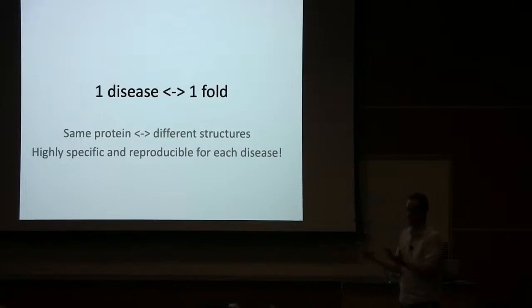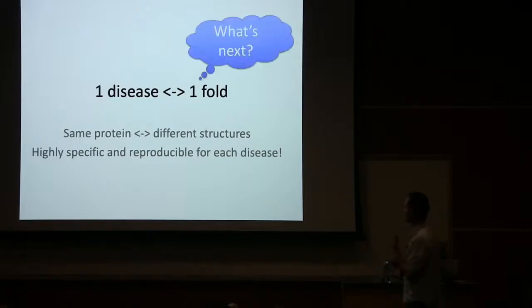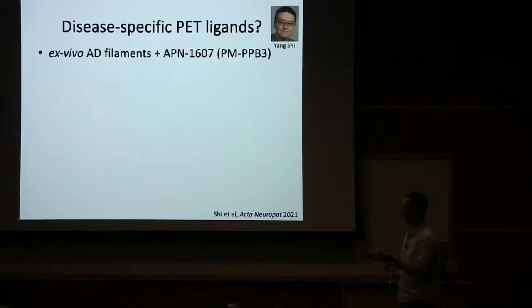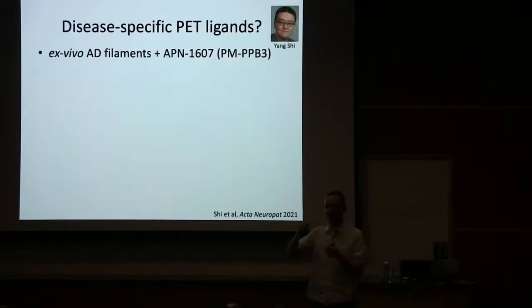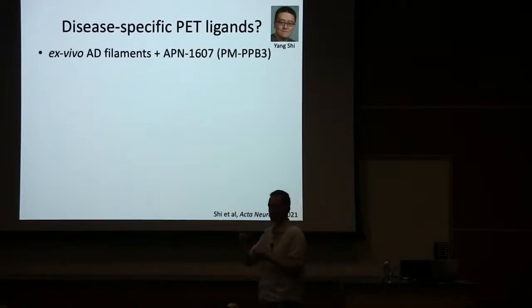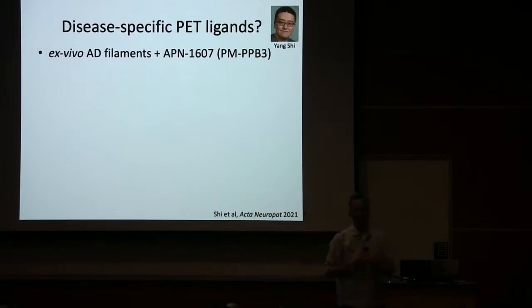So something specific must go on at the biochemical level for these different structures to form, and we would really like to understand. So what's next? One thing we can now do is, people are quite keen to develop positron emission tomography ligands to image the accumulation of tau in living patients. All this you can only do from postmortem brains. And people are quite keen to develop ligands that are specific for the different diseases.